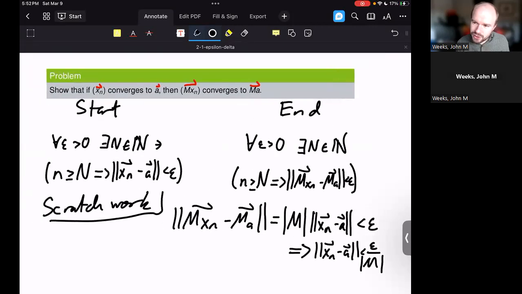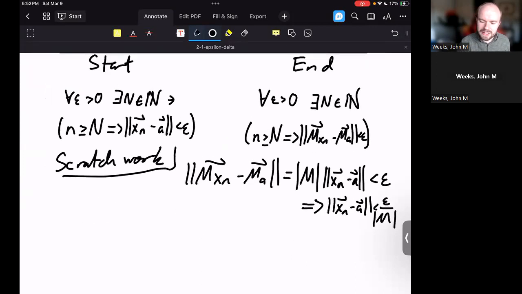But I run into an issue here. Notice that I'm trying to figure out what this absolute value of x sub n minus a is, and I'm dividing by the absolute value of m to do that, but it is very possible that my value of m is 0. Now that's an issue, because I cannot divide by the absolute value of m if m is 0. The absolute value of that value would be 0 as well. So I need to consider that as a separate case if I'm going to go through and do this proof. So let me go ahead and start my proof like that.